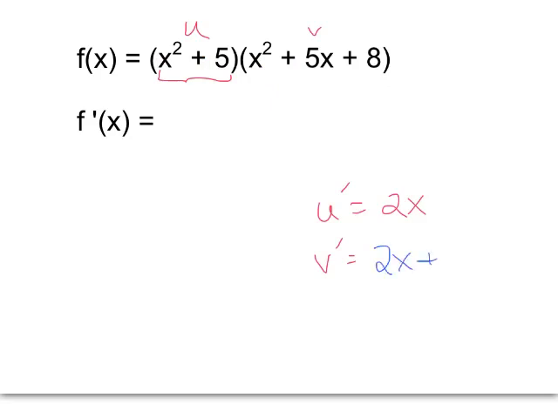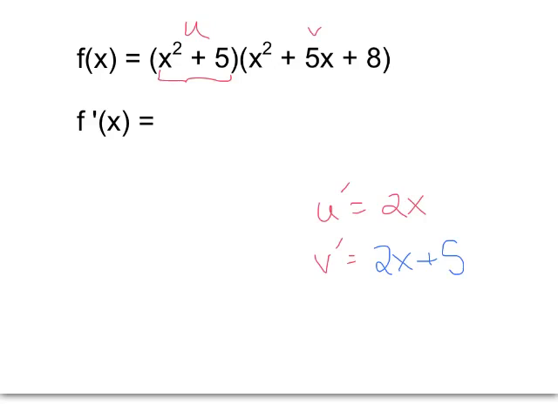Hopefully you wrote 2x plus 5, because remember, the derivative of 5x, you throw the exponent out front, 1 times 5 is 5, and then x to the 0 power is 1, so it just kind of goes invisible on us. And then the derivative of 8 is 0. All right, here we go.